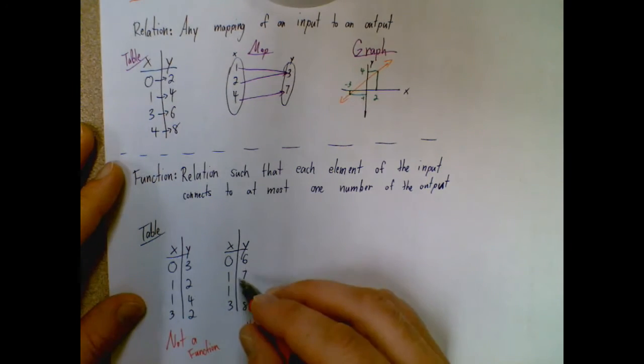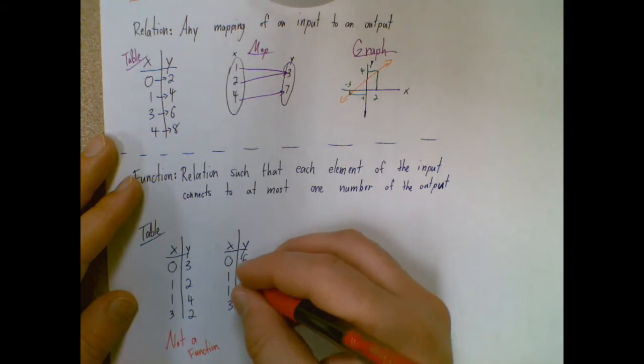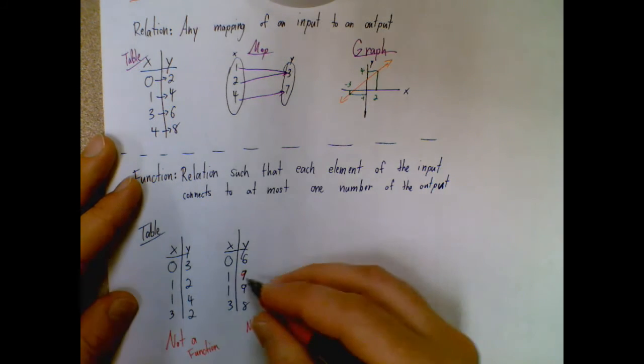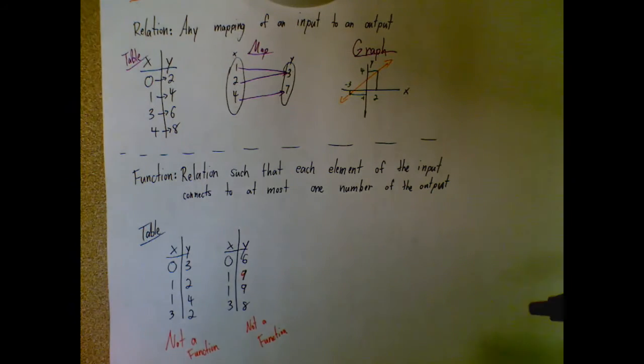So looking at this one, we have another set of 1s, 1 going to 7, and 1 going to 9. So in order for this to be a function, these would have to have no repeats over here, or would have to both be going to the same number. So if I change this to 1, 9, and 1, 9, that's fine. Even though it's listed twice, they're going to the same number, so they're still okay.